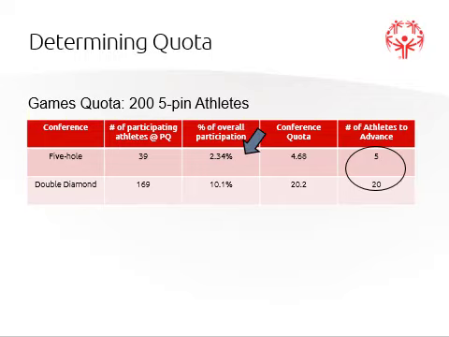Once all conference quotas are calculated, they are rounded up or down to determine how many athletes from each conference will advance to the Provincial Games. So when we round 4.68, 5 athletes will advance from the 5-hole conference. When we look at the Black Diamond Conference, which had 169 athletes attend that provincial qualifier, we get a total number of 20 advancing athletes.